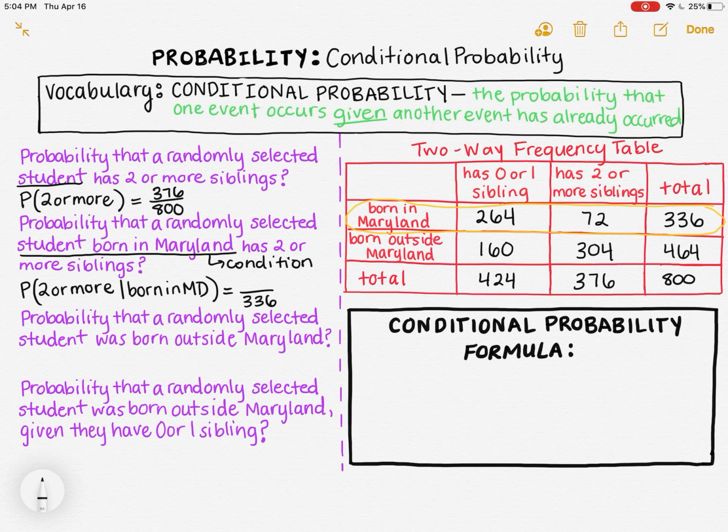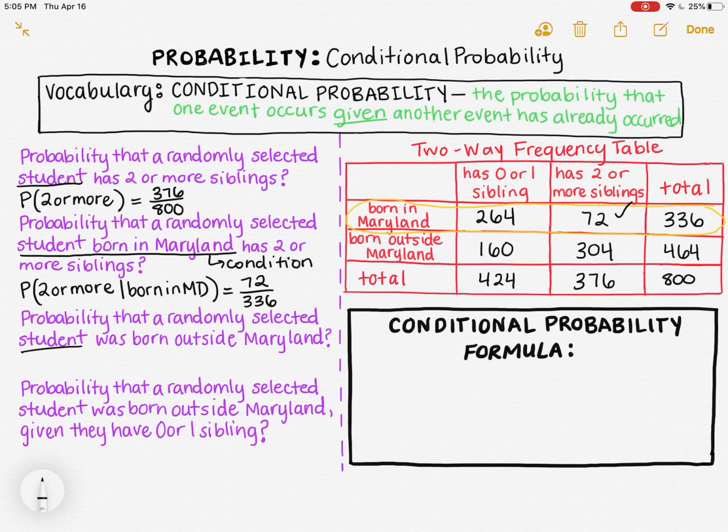In the numerator, we're looking just at students who were born in Maryland that have 2 or more siblings. So again, I stay in my born in Maryland row and I go to the 2 or more siblings column and I get my numerator, which is 72. So the probability that a student has 2 or more siblings given they were born in Maryland is 72 out of 336. The next question asks, what is the probability that a randomly selected student was born outside Maryland?